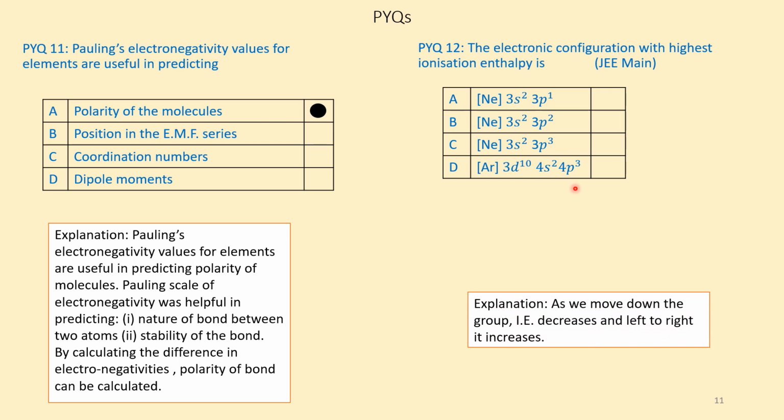As we go down the group, ionization enthalpy decreases. And further, if we move from left to right, ionization enthalpy increases. Hence, the correct answer is option C.